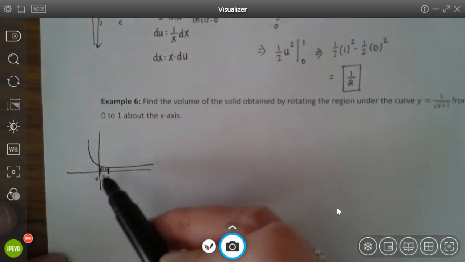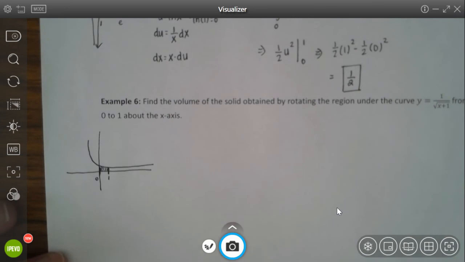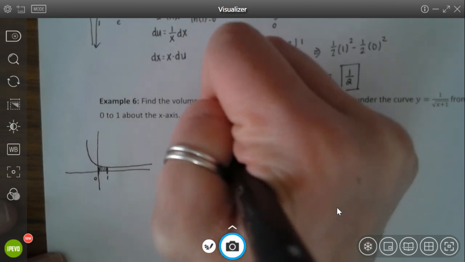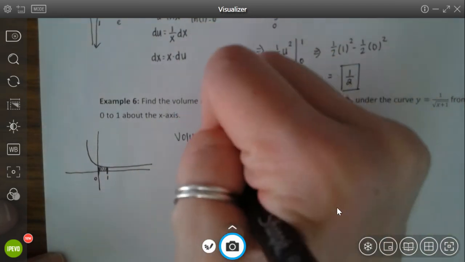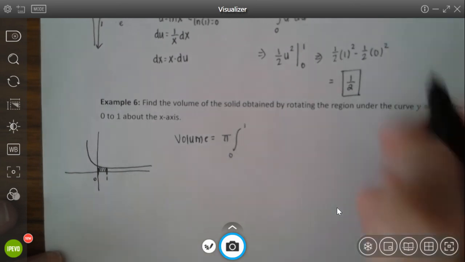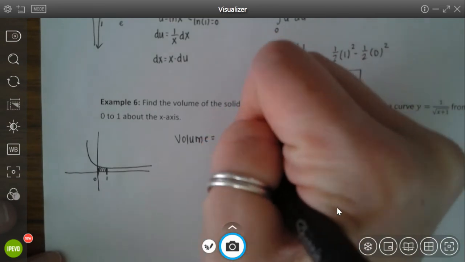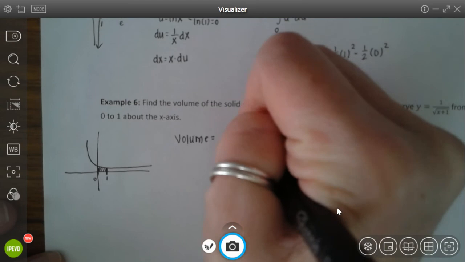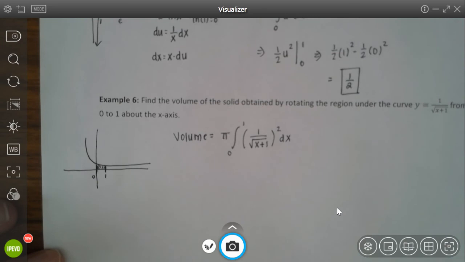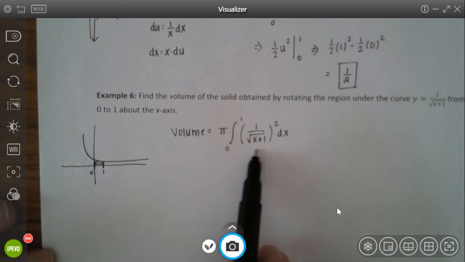And remember that with the volume, we're looking for a pi r squared situation. So my volume is going to be equal to pi times the integral. We have our x's from 0 to 1. And then my radius, again, is going to be top minus bottom. So top is going to be this 1 divided by the square root of x plus 1 minus 0 squared. Which just ends up being this quantity of 1 over the square root of x plus 1 squared, because minus 0 isn't going to do anything with this value.